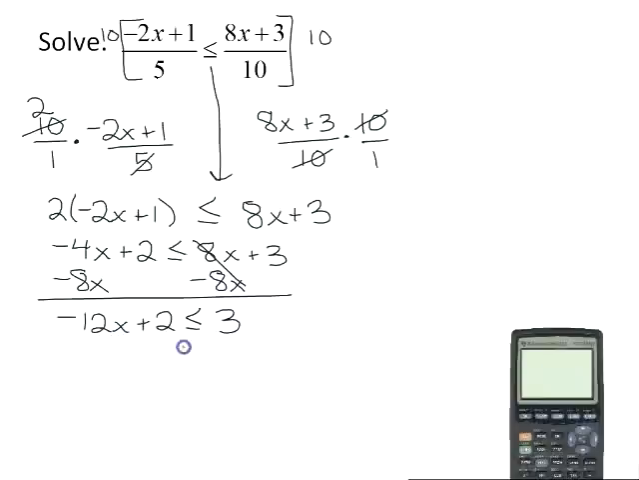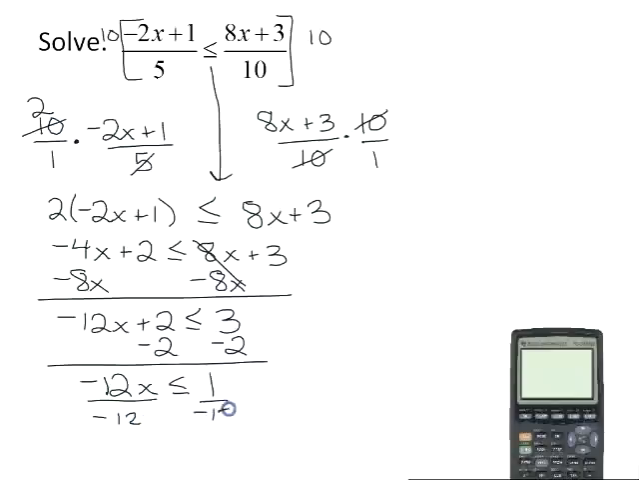Now, I've got the x on one side, so I've got to get rid of that 2. So I'll subtract the 2 from both sides to get negative 12x is less than or equal to 1. Now, my last step is to divide by negative 12. So this time, I am dividing by a negative number. So because I divided by a negative 12, my inequality symbol has to reverse.